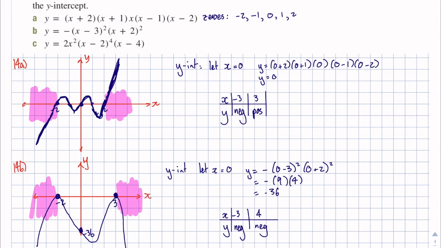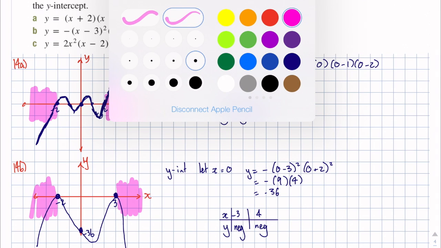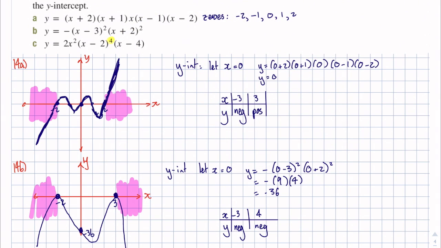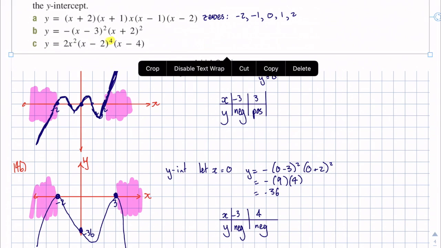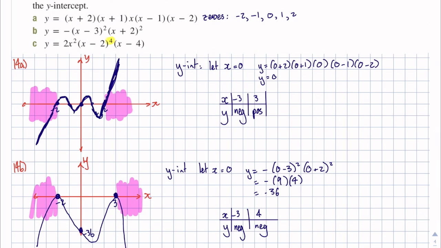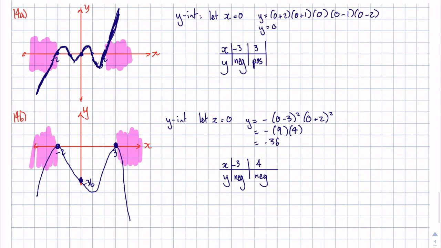The next one's hard because we have this thing, and I'll show you what to do. It's like a square, but it's kind of really flat. Let me copy... I was going to copy the question, but I can't be bothered now. It's annoyed me. So 14c, we've got y equals 2x squared, (x − 2) to the 4, (x − 4).